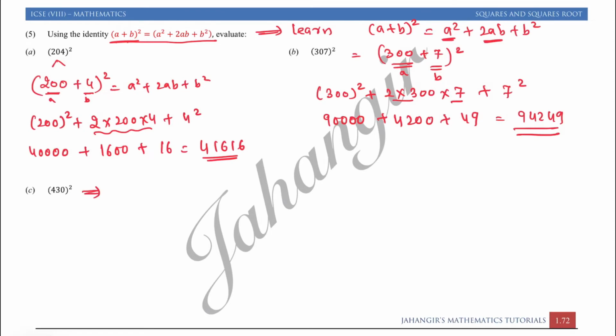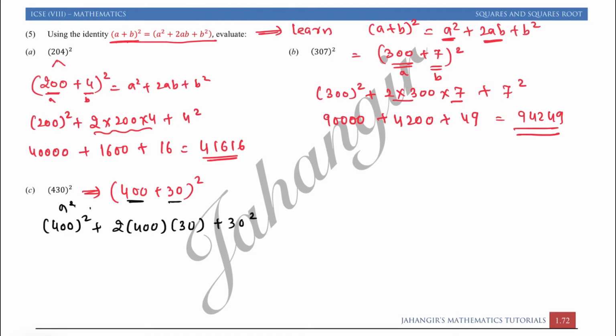Now for this, what you can do, I will take 400 plus 30, because I know the square of 400 and also the square of 30. Okay, you can even take 420 plus 10, but that will become difficult. I will recommend you to take the same value. So here again this is my A, this is my B. So A square 400 square plus 2 into 400 into 30 plus 30 square. As I told you, this is A square plus 2AB plus B square. Just substitute A and B.